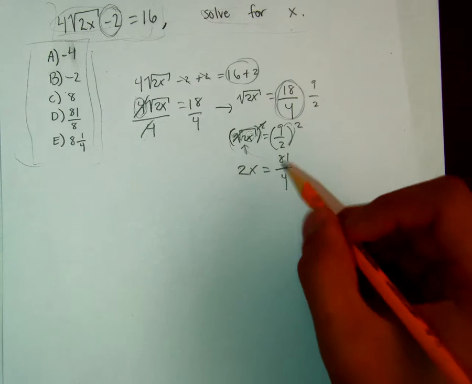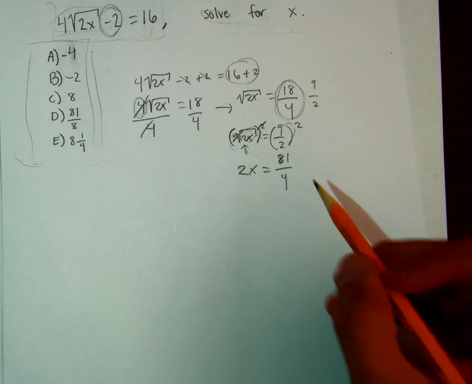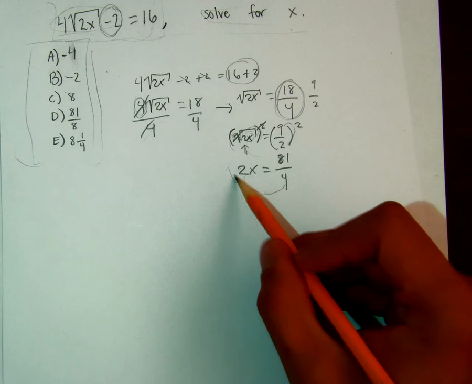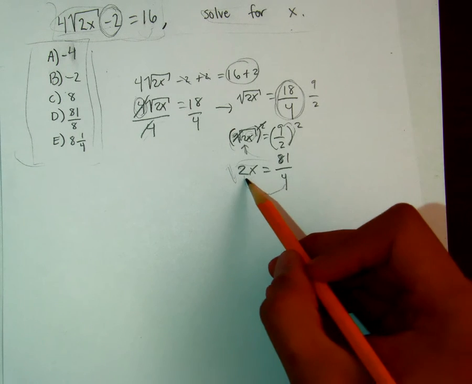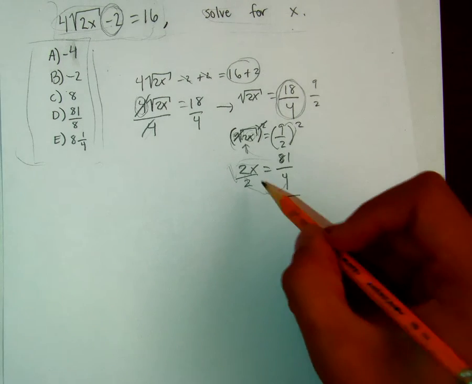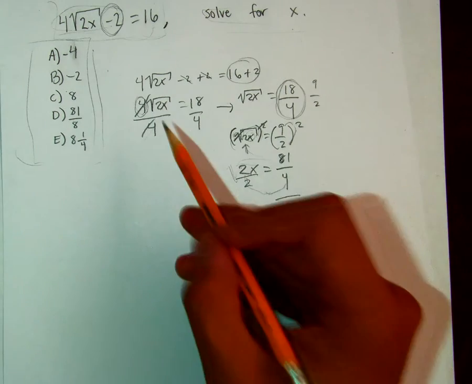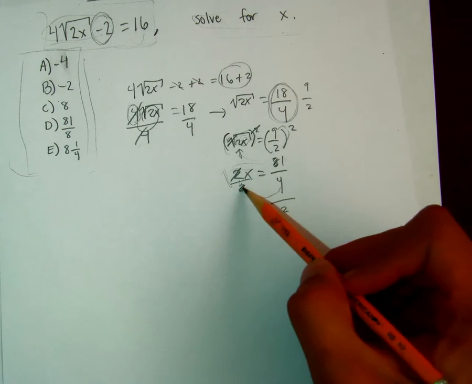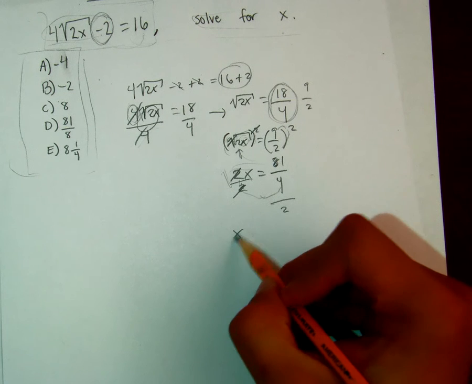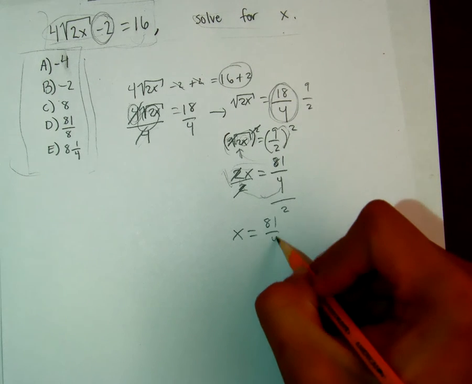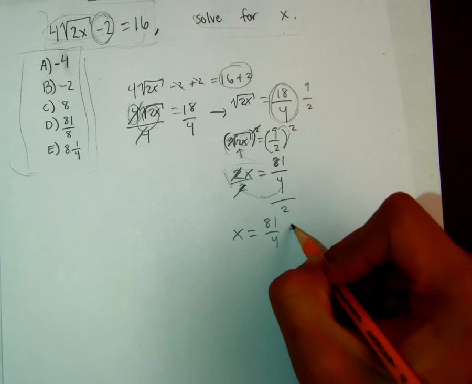Next step is to move this 2 to the other side, and since there's no square root enclosing it anymore, we can divide both sides by 2 to move the x. So like we did in this step, you can cancel these two like terms, and you will be left with x equals 81 over 4 divided by 2.